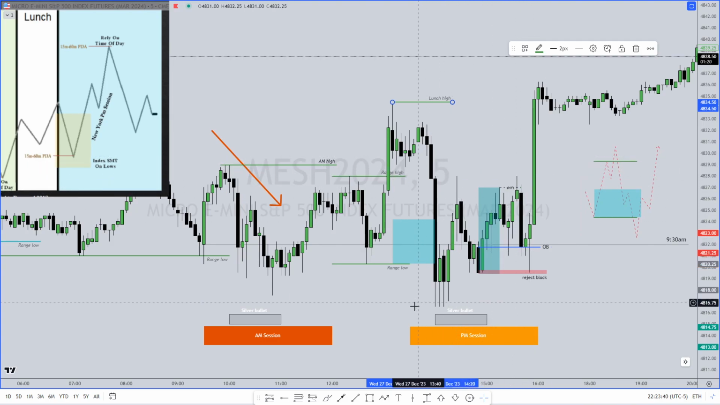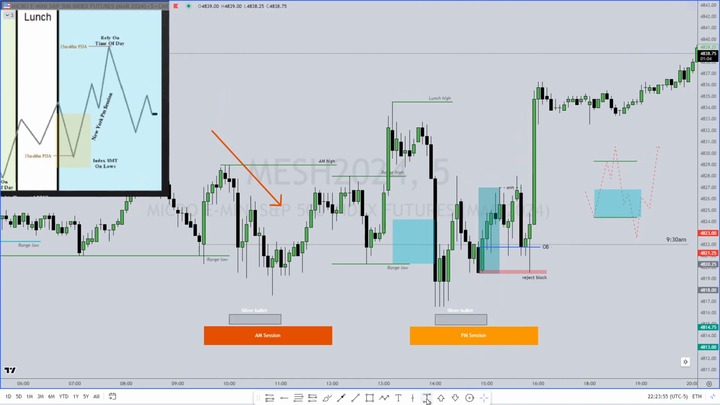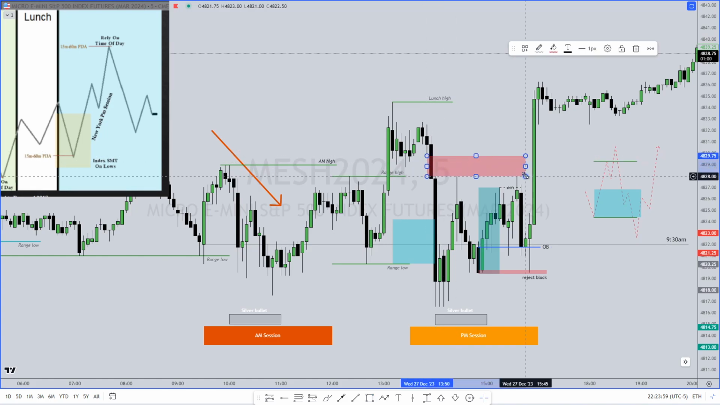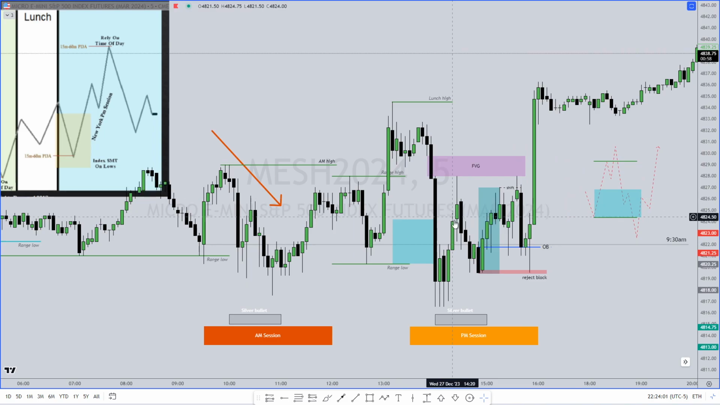In this PM session from 1:30 until 4, 1:30, which is this first half an hour, until 4, we're looking to see that aggressive run above those 2 highs, and we hadn't seen it yet. So we're not looking for shorts. We're not looking at this fair value gap as an area that we want price to retrace to. We're back in the range, and this fair value gap is even outside of the range high.